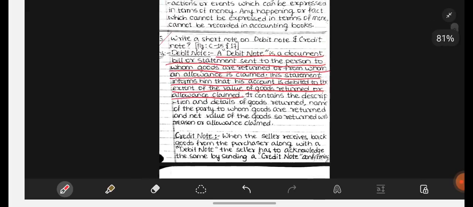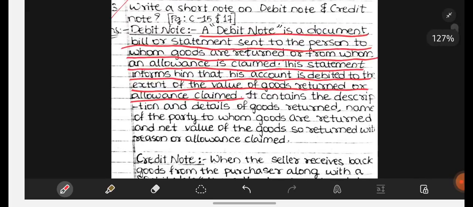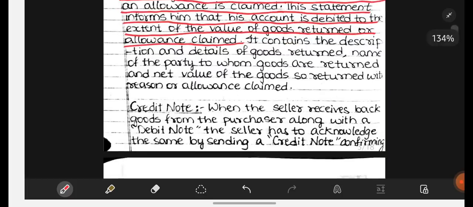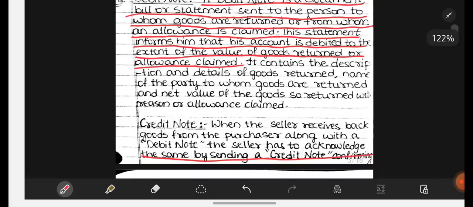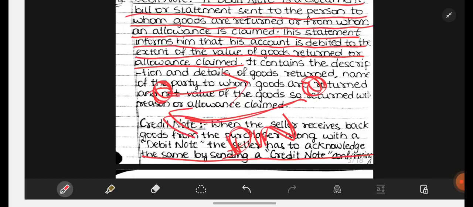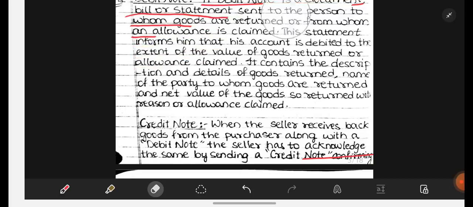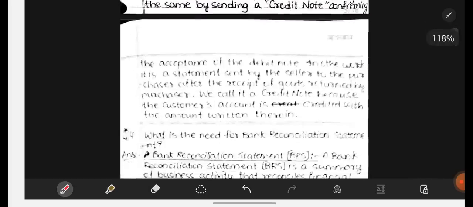These are the simple notes which are sent while returning something. When the seller receives back goods from the purchasers along with a debit note, the seller has to acknowledge the same by sending a credit note. If this is the seller and this is the consumer, he will sell the goods. When they are returned by the customer, he will send a debit note. When these are returned again, the seller should send a credit note to the purchaser. Got my point? So this is what it is about debit and credit note.